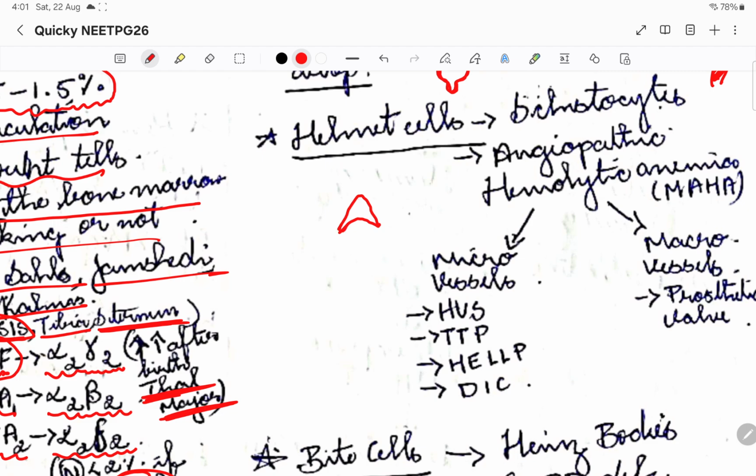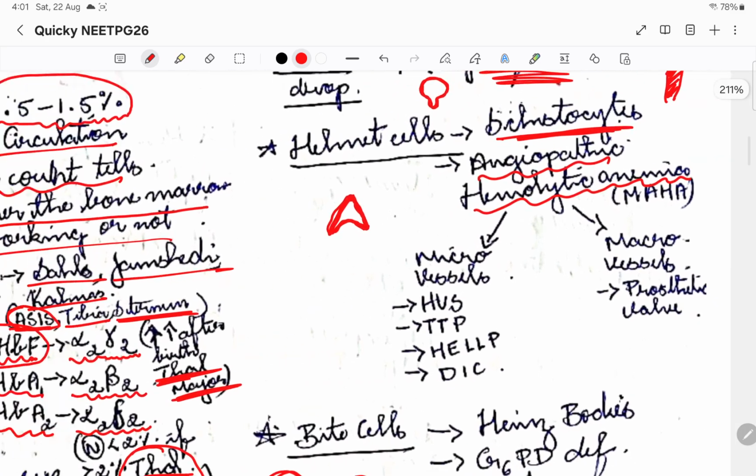Then coming to helmet cells, this is how a helmet would look. We all would have seen Harry Potter, right? In Harry Potter, this is how the cap that decides which house we are going to go into looks, right? So this is the helmet. Helmet cells are also called schistocytes. Where we can see this is in microangiopathic hemolytic anemia.